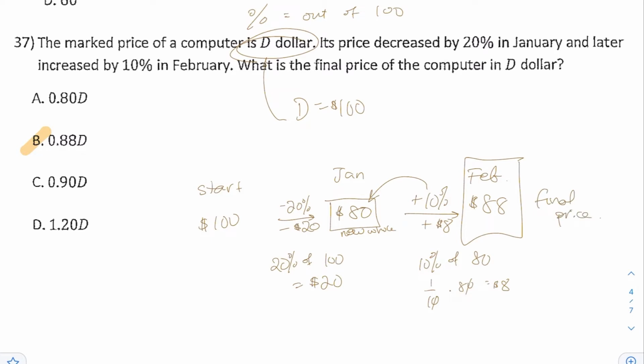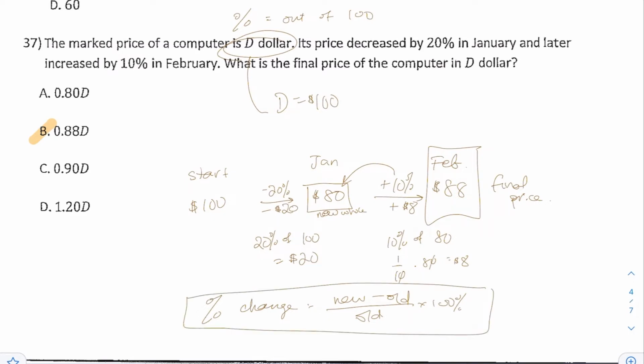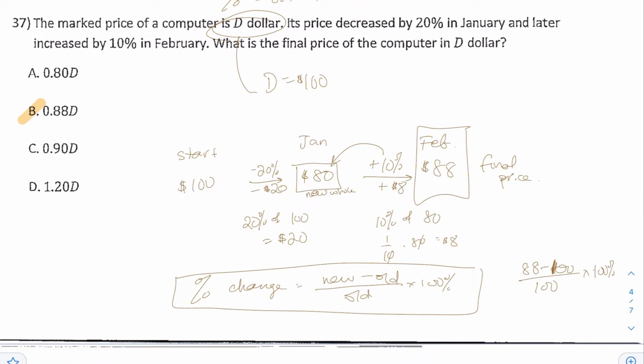So this final price, in terms of the original 100, you can do percent change, which is new minus old divided by old times 100%. So in this case, the new is 88 minus the old price of 100. You're dividing by the old price of 100, and you're multiplying by 100%. Because we started out with 100, everything works out really nicely. 100 cancels out with the 100. 88 minus 100 is minus 12%.